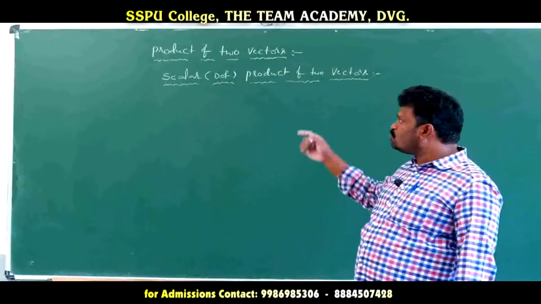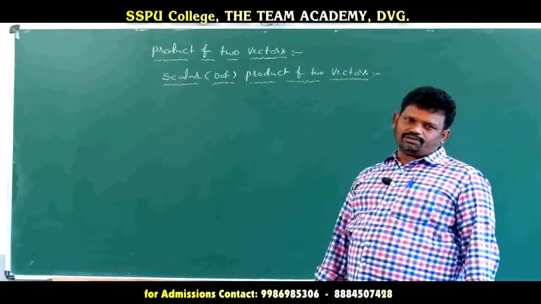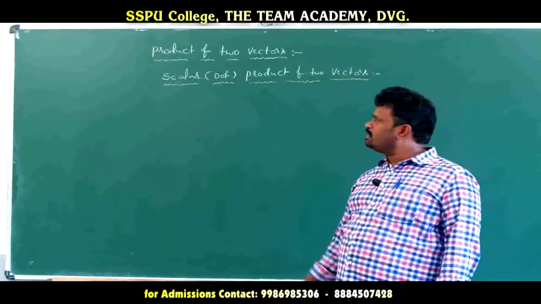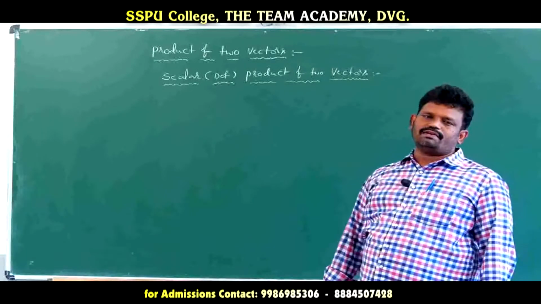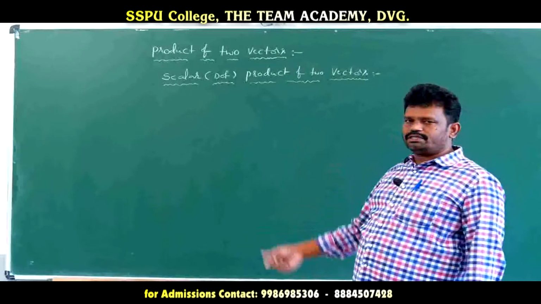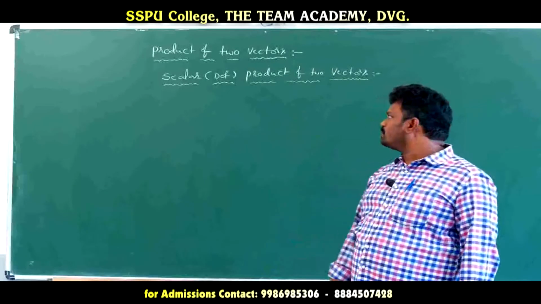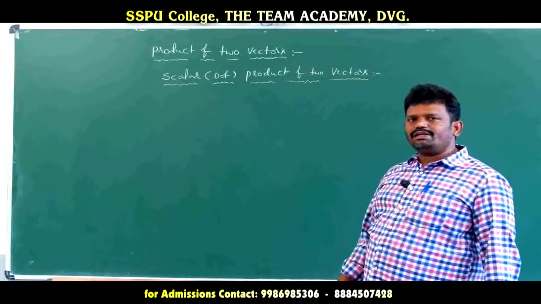Already we learned the next operator, the product of two vectors. There are two types of product: one is the scalar or dot product, and the other is the cross product. Now we will discuss the scalar product or dot product of the given two vectors.